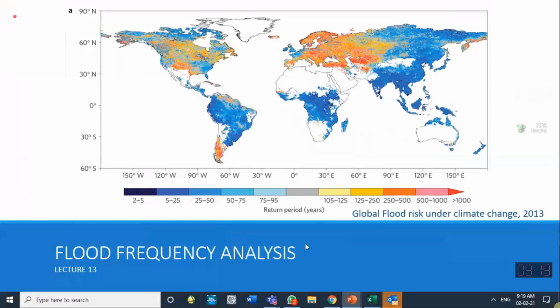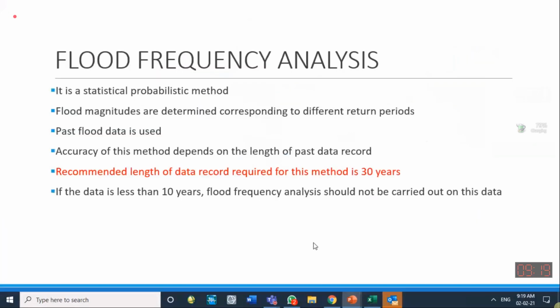Some background I have already told you: if we have a series of flood data available to us, or rainfall data, observed for several years, or flow data for several years, then we can apply a statistical method. One of these is frequency analysis, to calculate the return period of a certain flood. What is the return period of a certain flood?